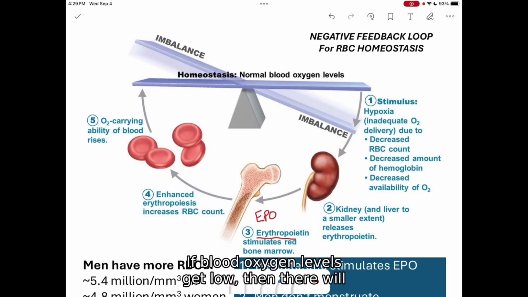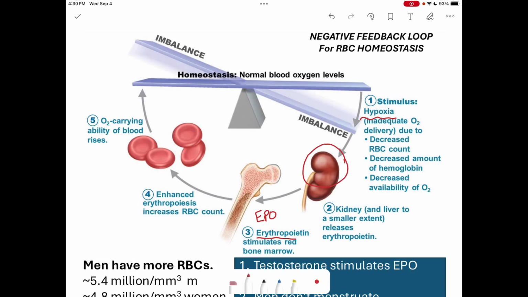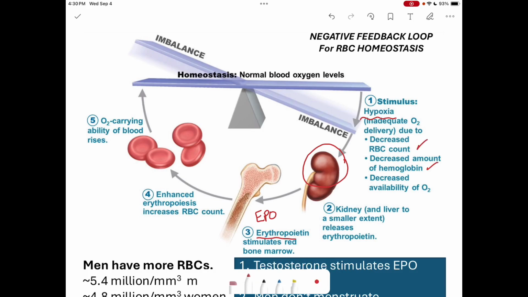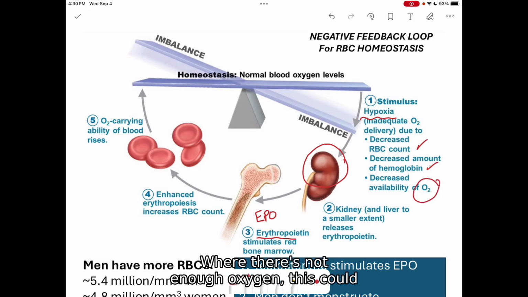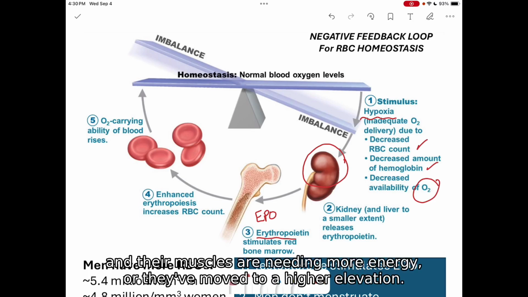If blood oxygen levels get low, then there will be low oxygen in the tissues, which is hypoxia. And it's going to be the kidneys. They have a way to detect low oxygen levels as the blood goes through the kidneys. The kidneys filter blood and make urine. And it would be low because there are low red blood cells, low hemoglobin, or not enough oxygen. This could occur because the patient has respiratory disease. Maybe they've picked up a cardio routine and they're stressing their muscles more and their muscles are needing more energy, or they've moved to a higher elevation.